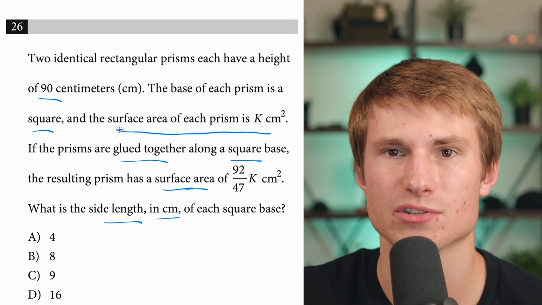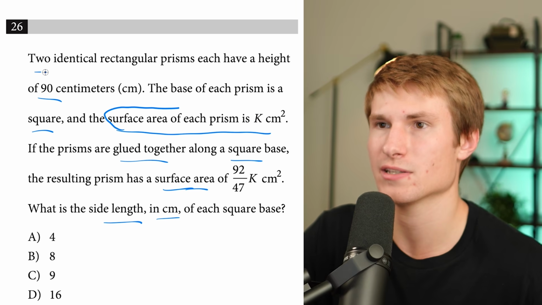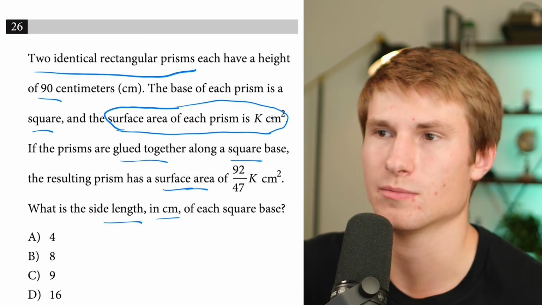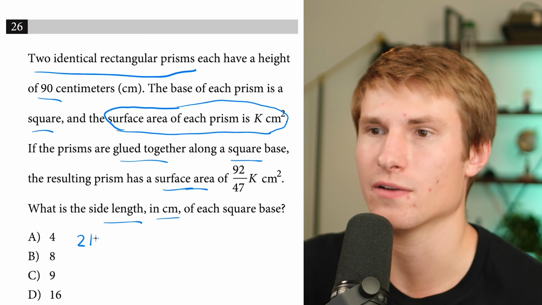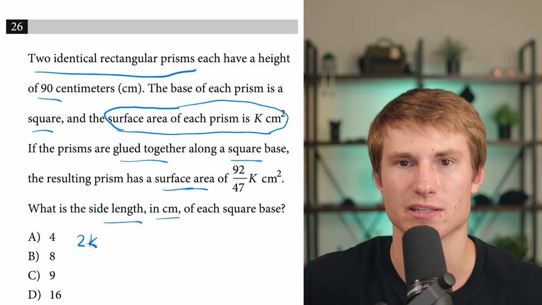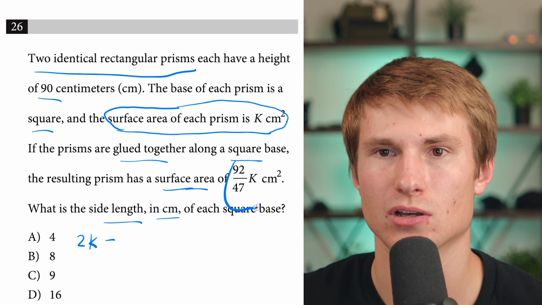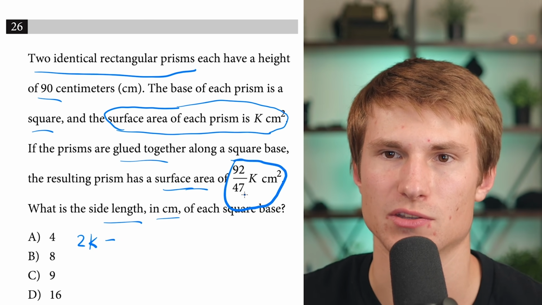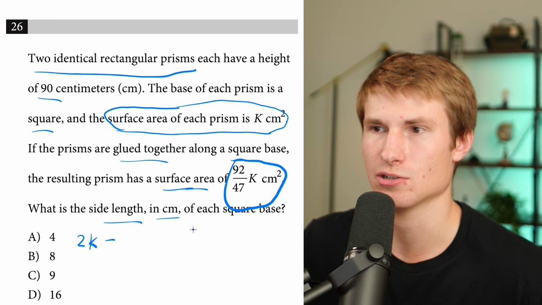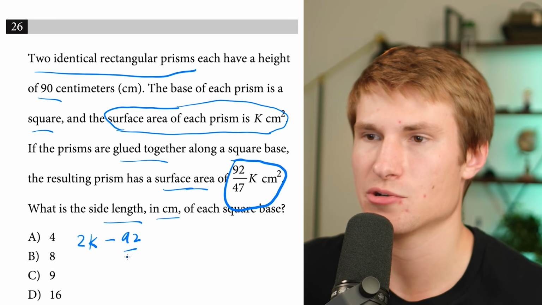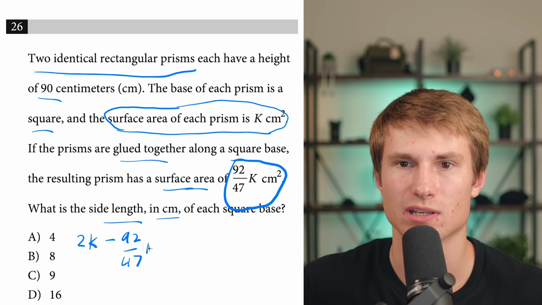All right, well, keep in mind it says they are identical rectangular prisms, so we know the surface area of each is going to be k centimeters squared. So we know the total surface area, if they were kept separate, would be 2k centimeters squared. We also know that when they are glued together, the total surface area becomes 92 over 47 k, which is obviously less than 2k, right? So the difference there is what we want to find. So it'd be 2k minus 92 over 47 k.